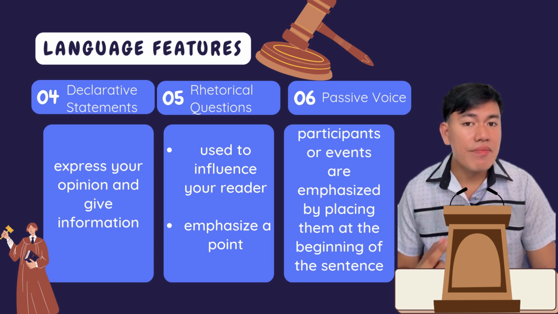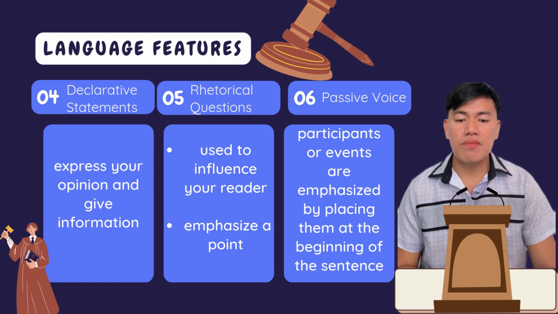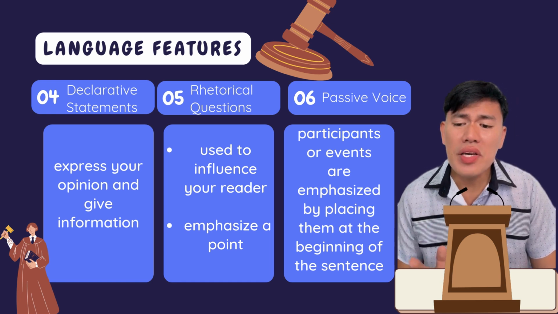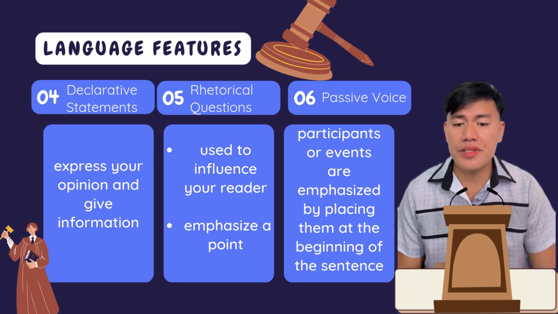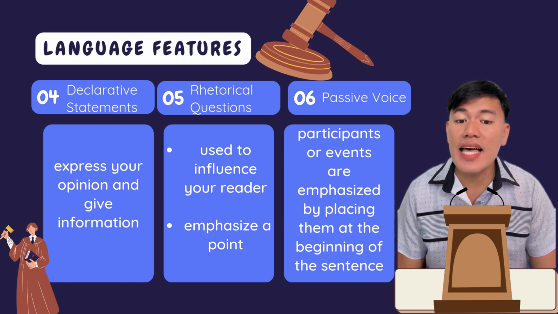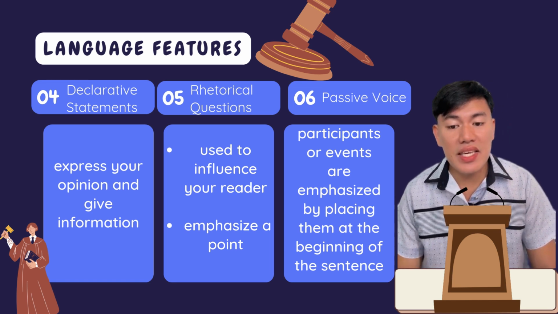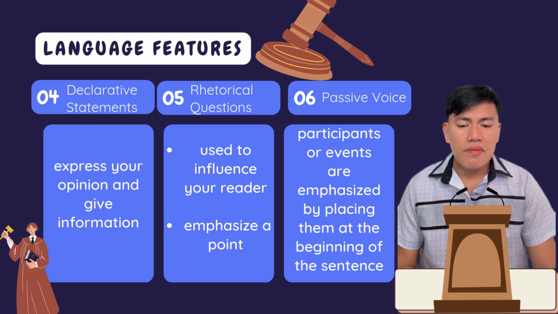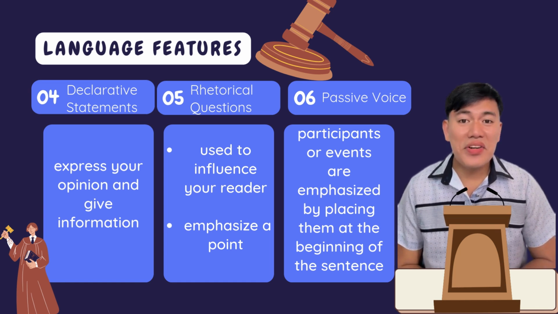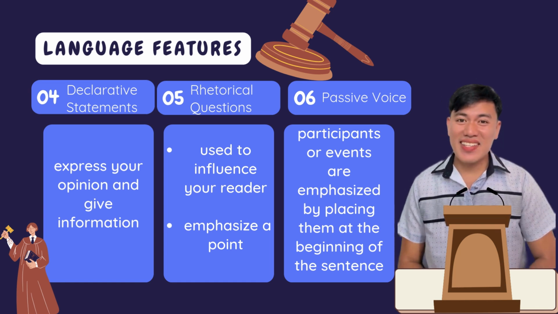And lastly is the passive voice. The passive voice is more favored in writing because the most important participants or events are emphasized by placing them at the beginning of the sentence. So there you have it. Those are the language features of the argumentative text.